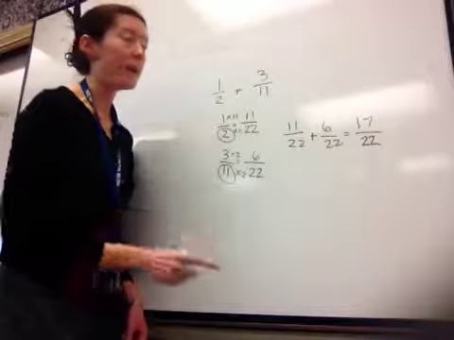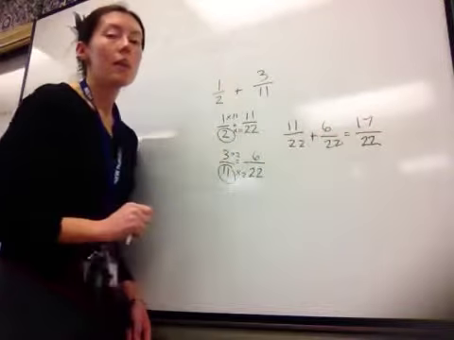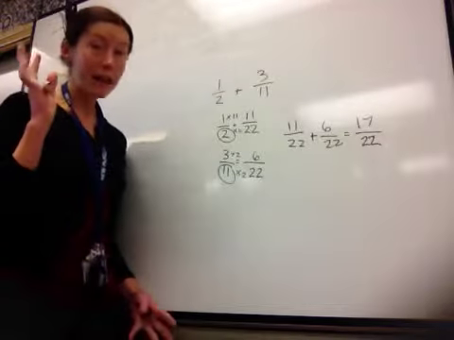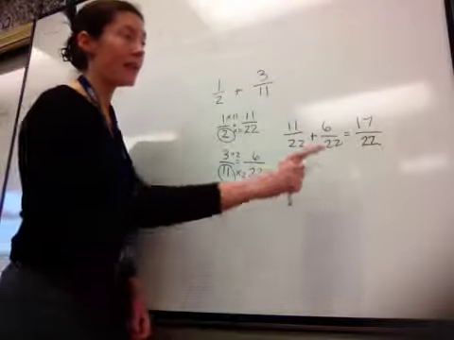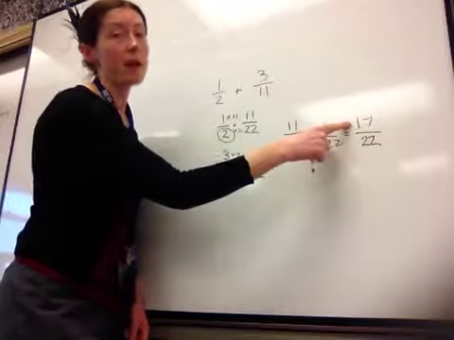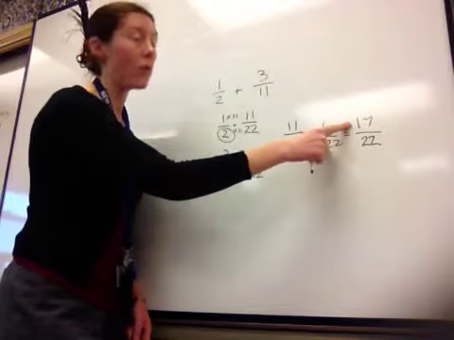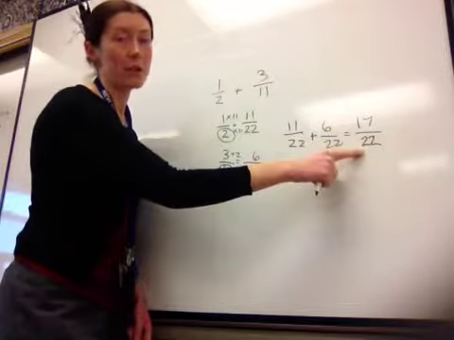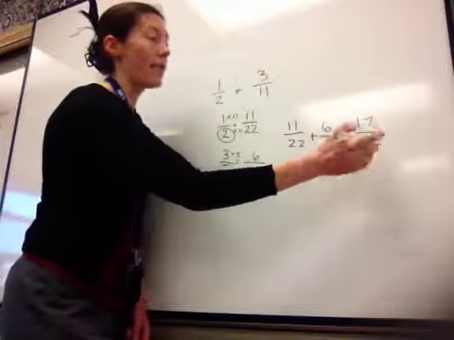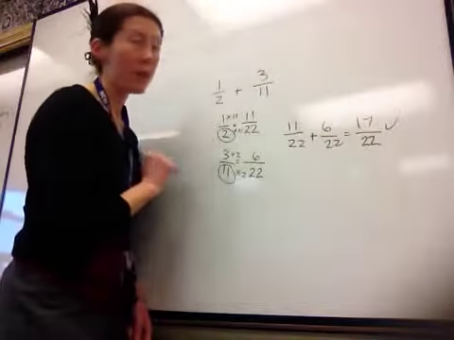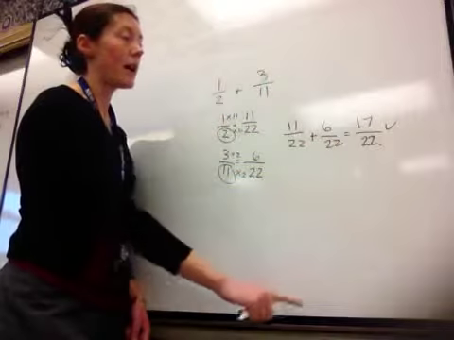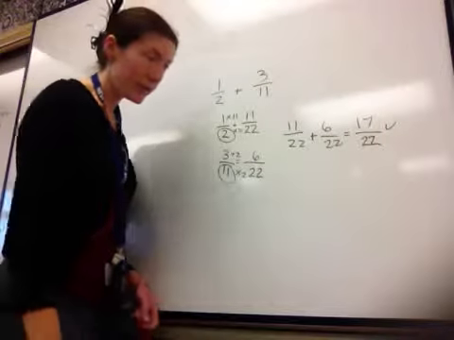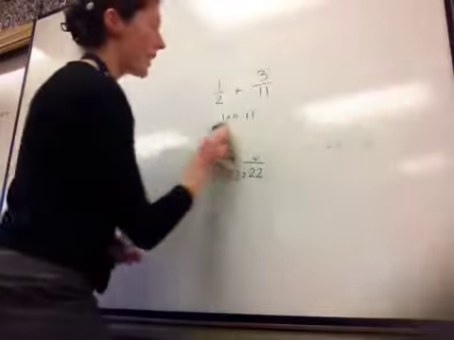I'm not finished yet because I need to look at my fraction and think, do I need to simplify it? And in this case, I know the only factors for 17 are 17 and 1, and I cannot divide 22 by 17. So I have found my final answer. So this is how you can add with fractions. Let's try another one.